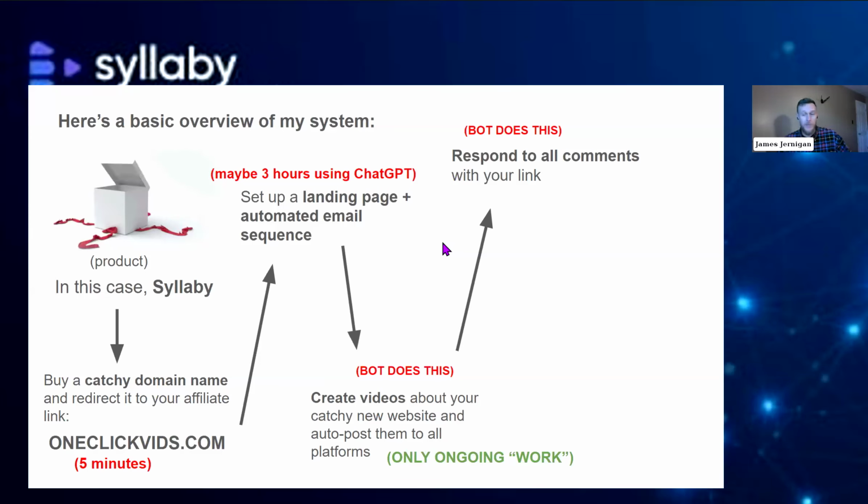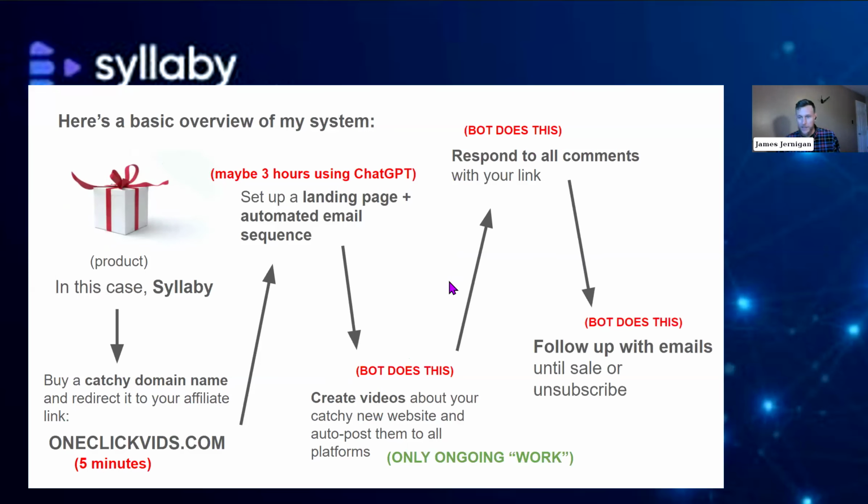They've essentially opened the door to communication, so then you can send them a message. And there's actually plenty of bots that can do this. ManyChat is one, which will just automatically send your link to anything that somebody comments on. So the last step is to follow up with emails. And again, a bot does this. We set this up in this step here, right? We set up a landing page and automated email sequence.